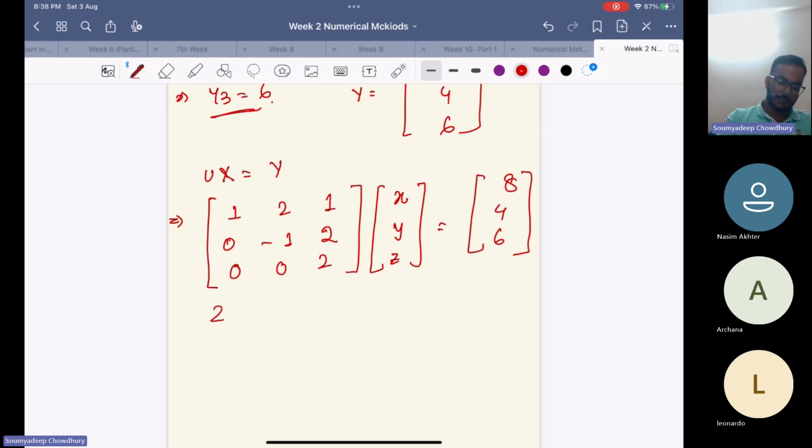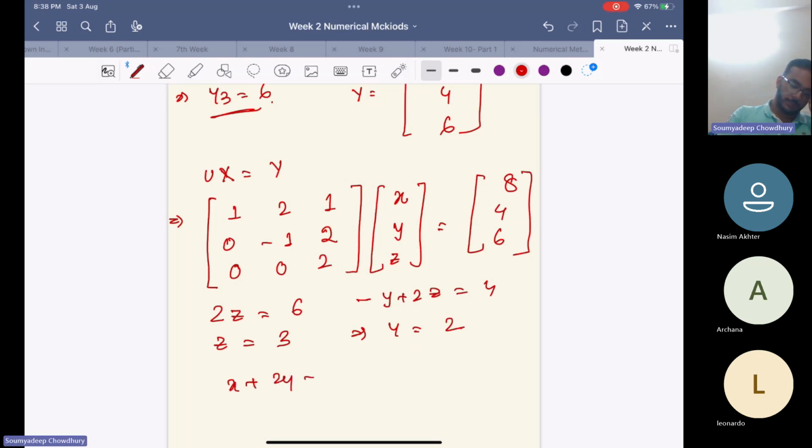So from that we can say 2z equal to 6. That is back substitution again. Z equal to 3. 2z equal to 6, and minus y plus 2z equal to 4, 6y equal to 2, and x plus 2y plus z equal to 8. From that we have x equal to 1.